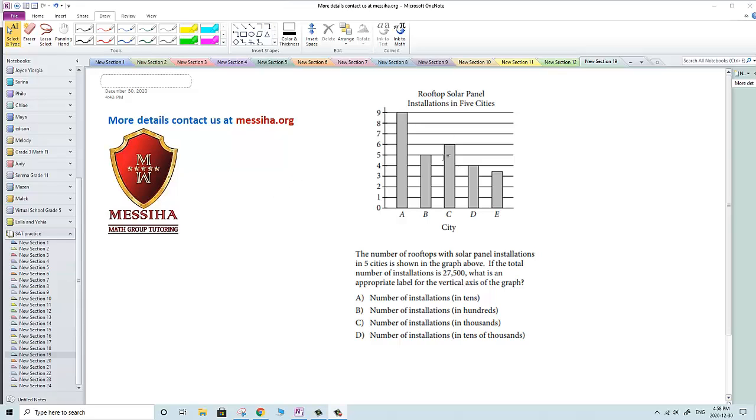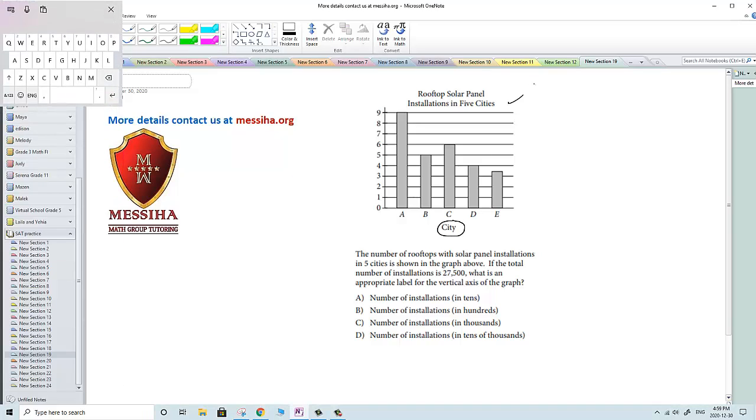I have a question here. There is a graph, and as you can see, there is a title for the x-axis and a general title saying the number of rooftops with solar panel installations in 5 cities is shown in the graph above. If the total number of installations is 27,500, what is an appropriate label for the vertical axis of the graph?